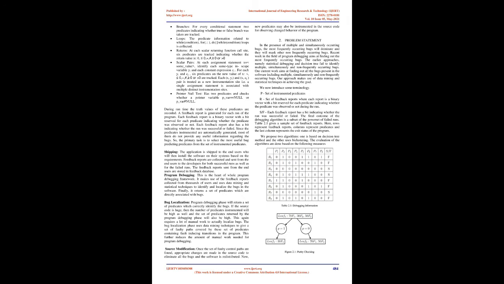During runtime, the truth values of these predicates are recorded. A feedback report is generated for each run of the program. Each feedback report is a binary vector with a bit reserved for each predicate indicating whether the predicate was observed or not. Each feedback report also has a bit indicating whether the run was successful or failed.